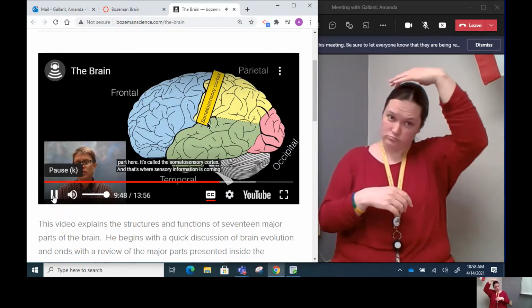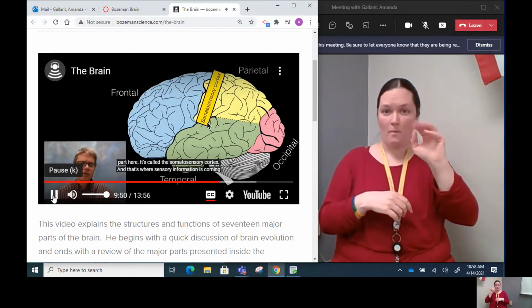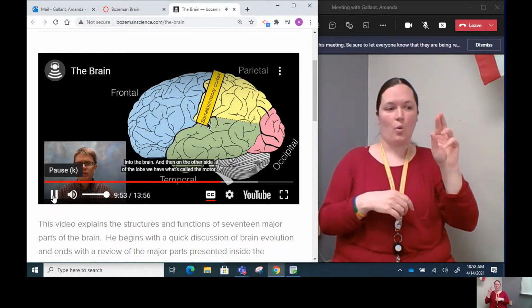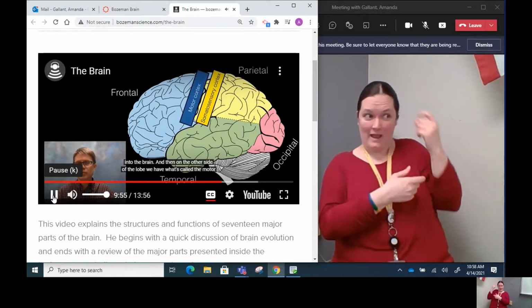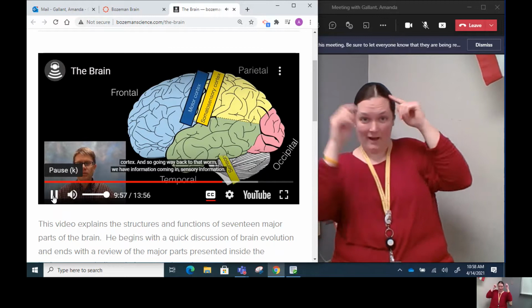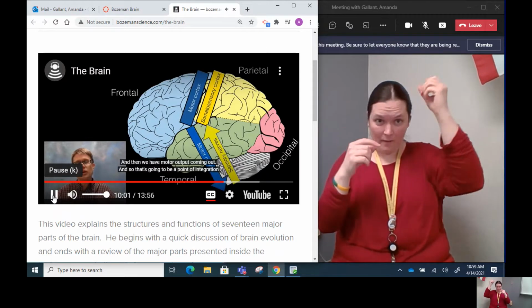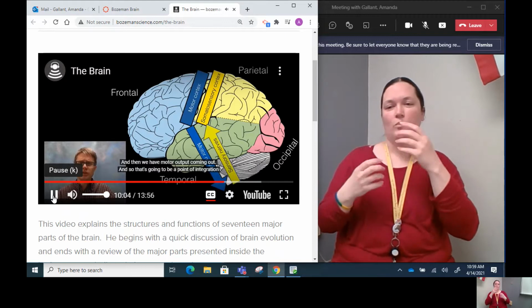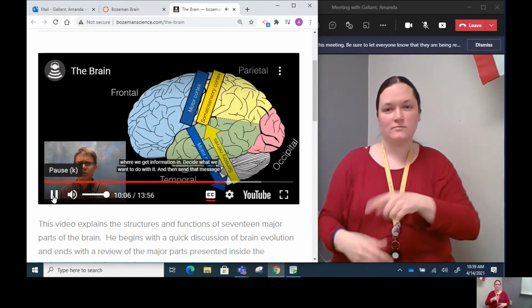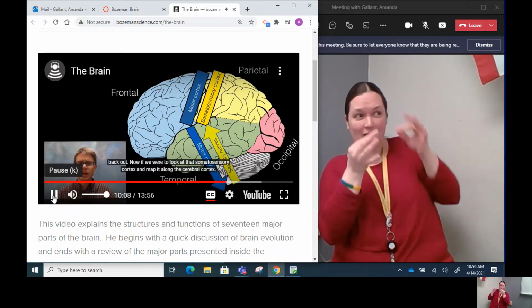Now, if we were to go inside the parietal zone, we'd find a really important part here. It's called the somatosensory cortex. And that's where sensory information is coming into the brain. And then on the other side of the lobe, we have what's called the motor cortex. And so going way back to that worm, we have information coming in, sensory information, and then we have motor output coming out. And so that's going to be a point of integration where we get information in, decide what we want to do with it, and then send that message back out.